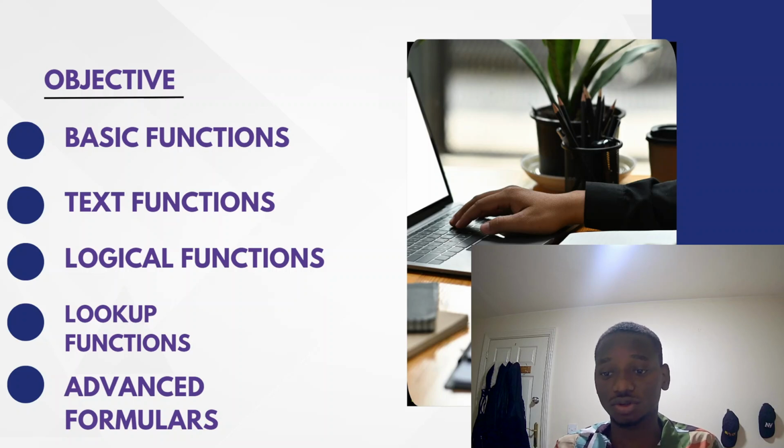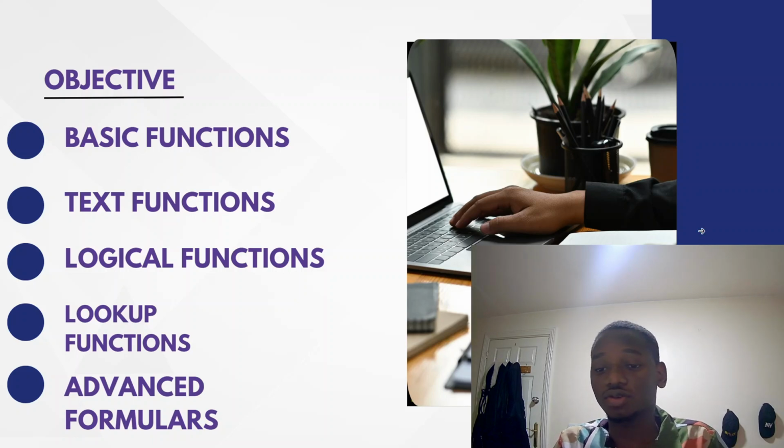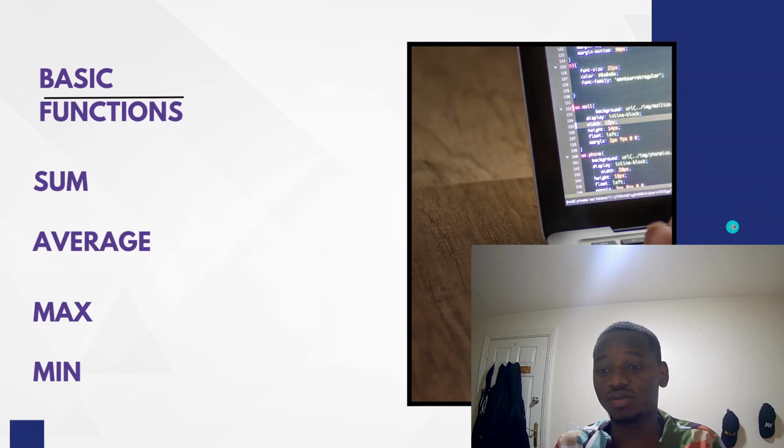Then we have the text functions. Text functions are applied on text data. We have logical functions, which help us to carry out some conditional manipulations on our data. We also have lookup functions and advanced functions. The first thing here is the basic functions, and it includes sum, average, maximum, and minimum. I'm going to be explaining all of this as we go along in the tutorial.